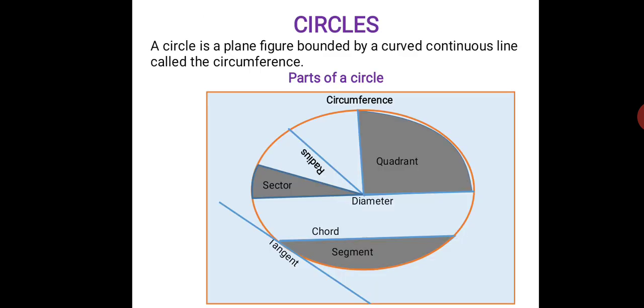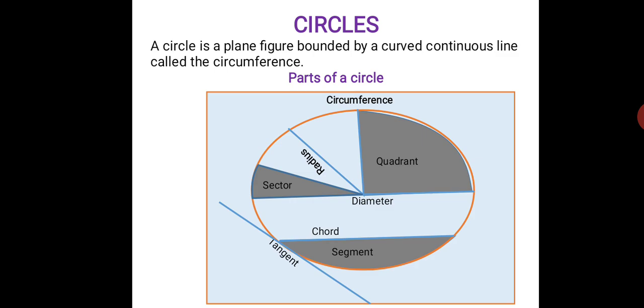We'll go to circle. What is a circle? A circle is a plane figure bounded by a continuous curved line called the circumference. You can see this circle here. The line in orange color is the circumference. That is the curved continuous line called the circumference.